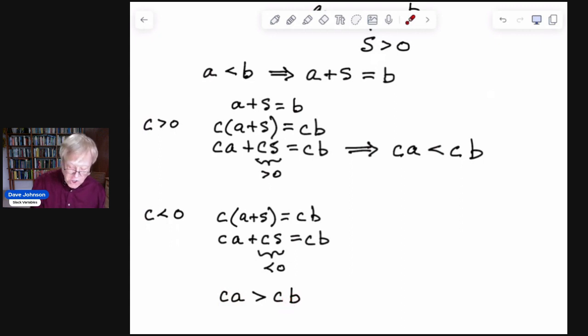So what we've just shown is that if you start with a less than b and you multiply both sides by something which is positive, you don't change the direction of the inequality. Whereas if you multiply by something that's negative, then you do change the direction of the inequality. And you can repeat this derivation, proof, if you like to call it that, for the case when it's greater than, and the same result will occur.